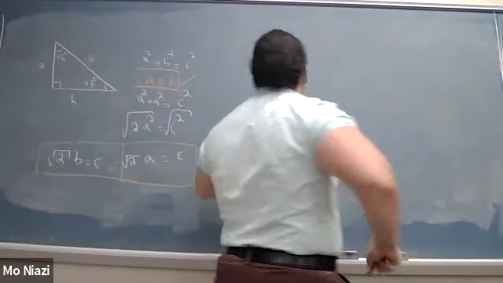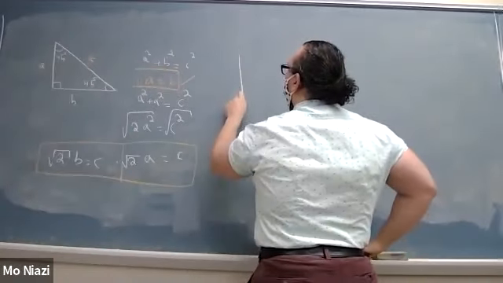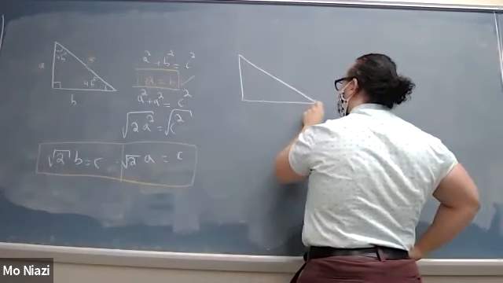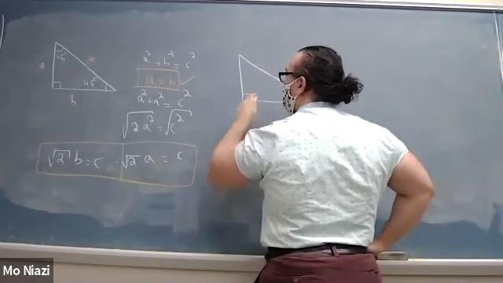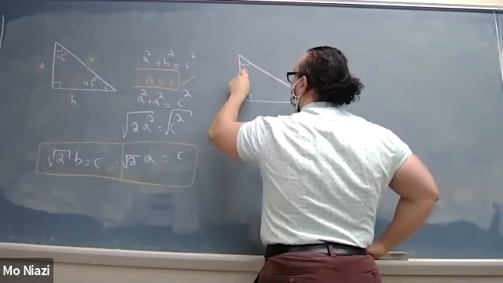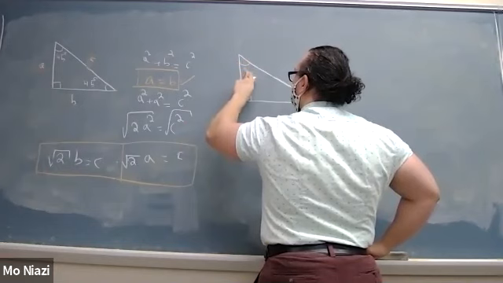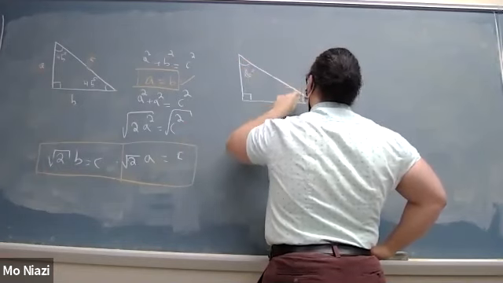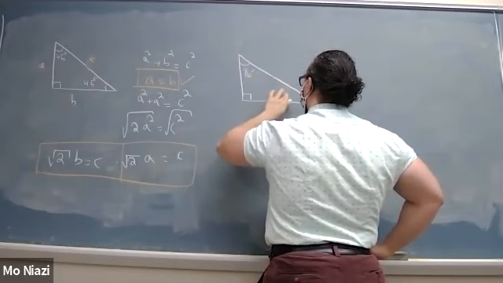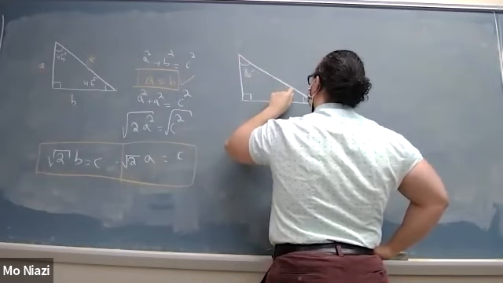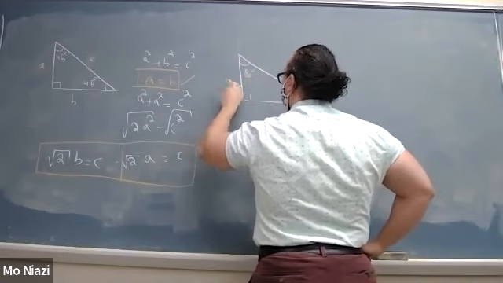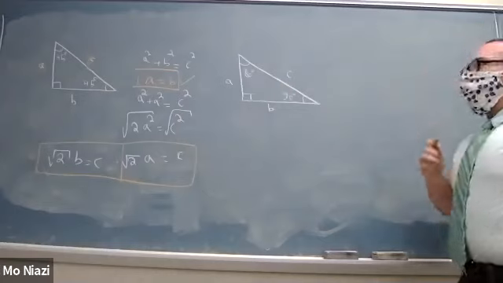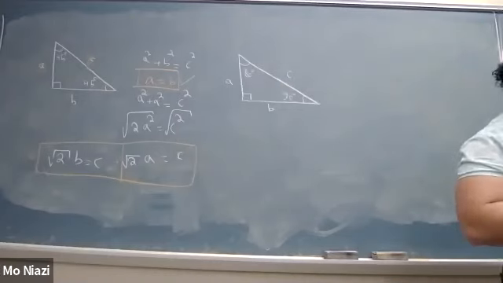Now, what about the more intricate and more interesting? I would say that this would be your 30, 60, 90 situation. Here's our A, B, and C. What about in our 30, 60, 90 situation?